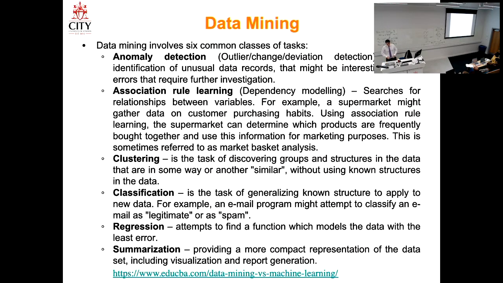And data mining also involves basically 6 main areas: anomaly detection, association rule learning, clustering, classification, regression, and summarization. Data mining and machine learning have a lot in common, but there are differences. You have to understand them. If you are interested in that, there is a link. You can look for the differences between these two.